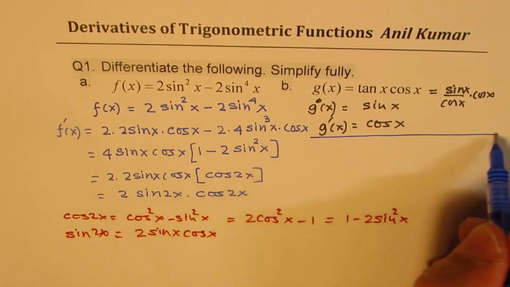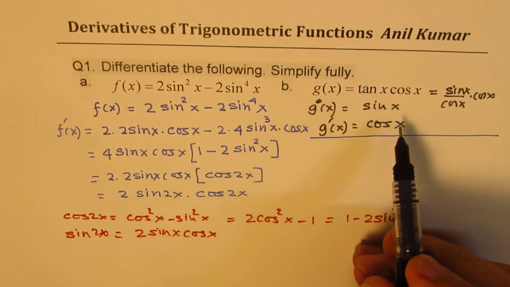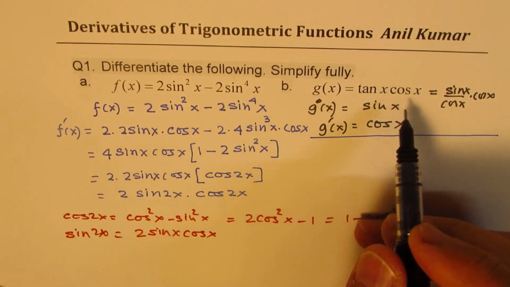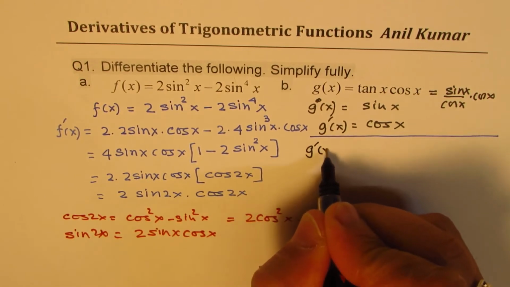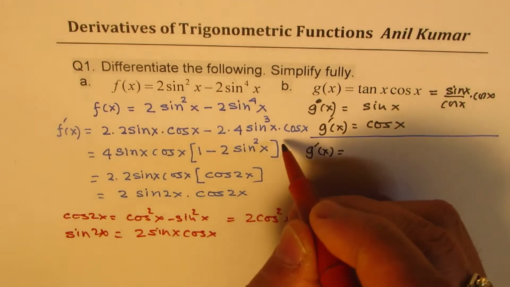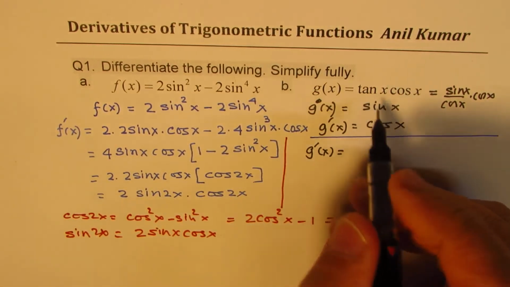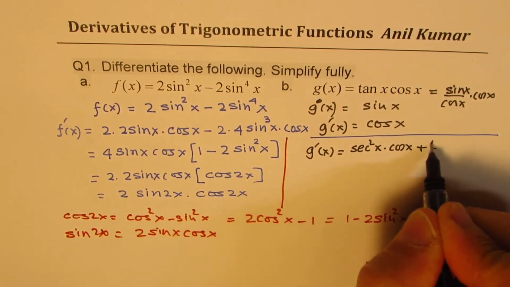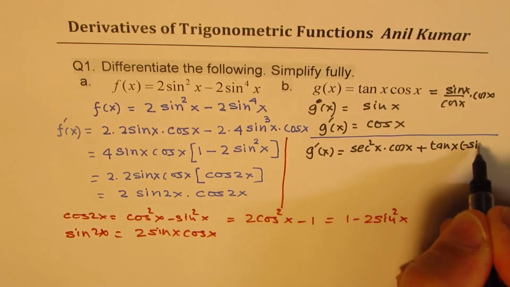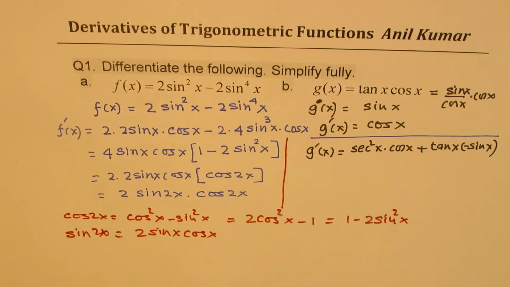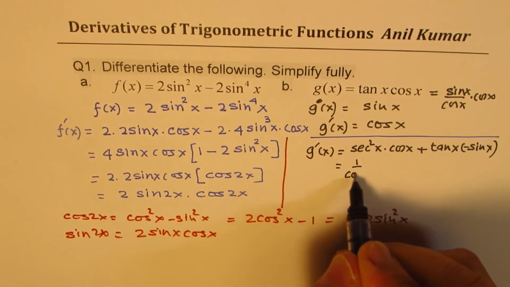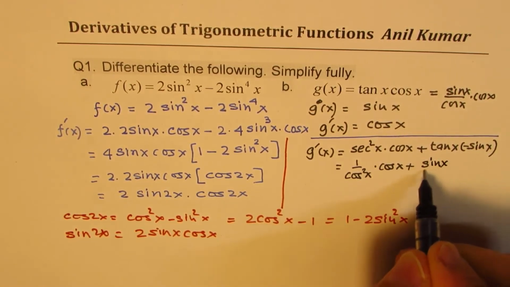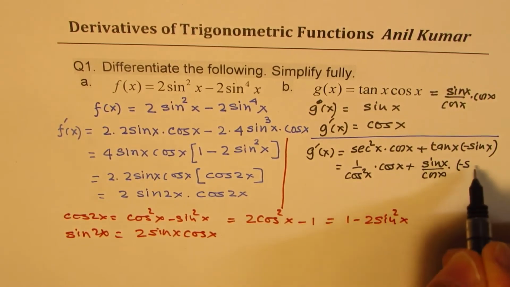But many of you will actually apply the product rule to do the derivative, correct? So let's do the product rule also. So tan x derivative is secant square x. So we can say g dash x is equal to secant square x times cos x plus tan x times minus sine x, correct? So that is the derivative of cos x. Now secant square x is 1 over cos square x times cos x plus tan x is sine x over cos x. And I should have written minus here.